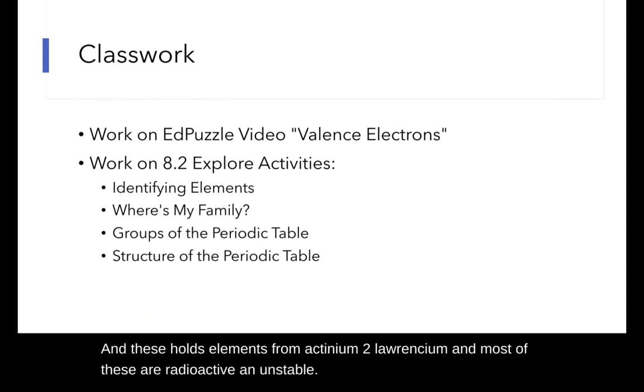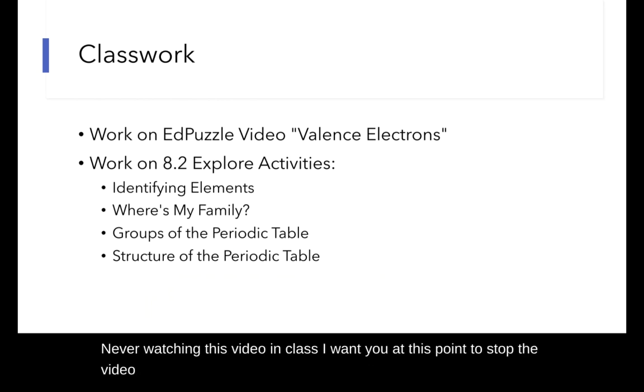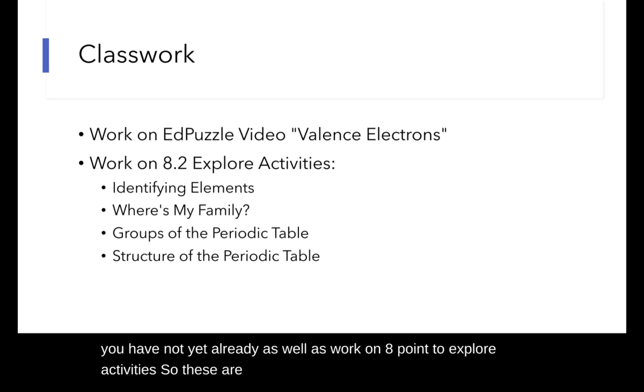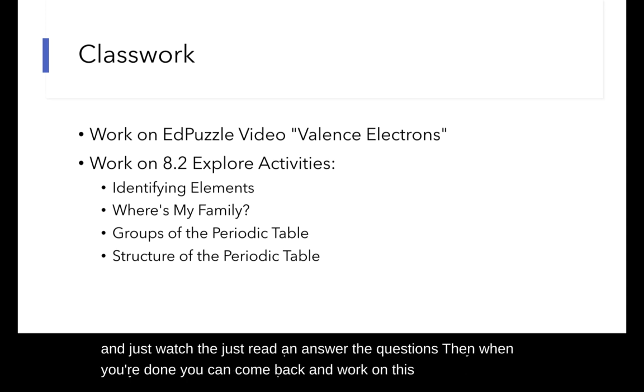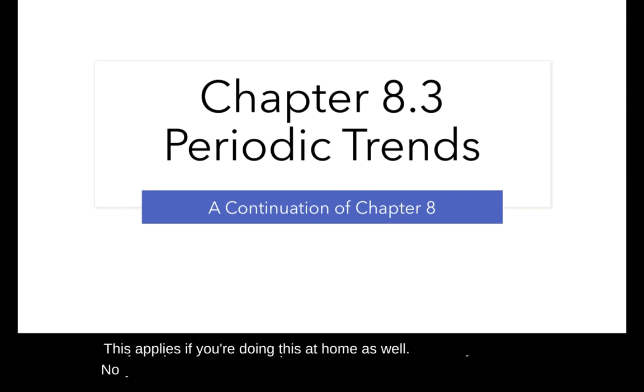Now, if you're watching this video in class, I want you at this point to stop the video and start working on the Edpuzzle video, valence electrons, if you have not yet already, as well as work on 8.2 explore activities. So these are 4 explore activities from Discovery Education, and just read and answer the questions, okay? Then when you're done, you can come back and work on this again. This applies if you're doing this at home as well. Now, moving on to chapter 8.3, periodic trends.